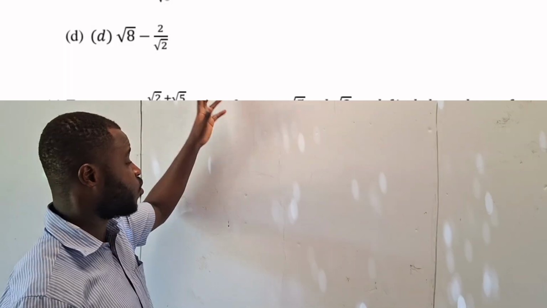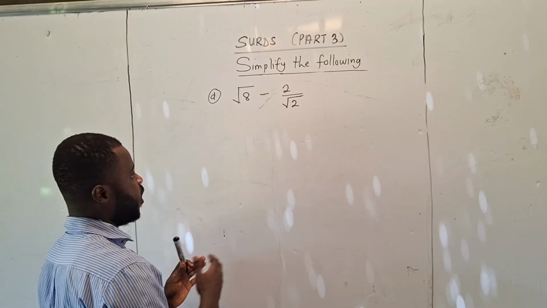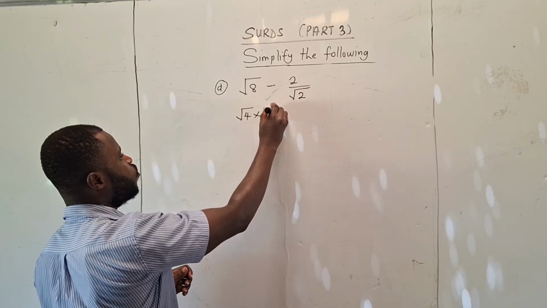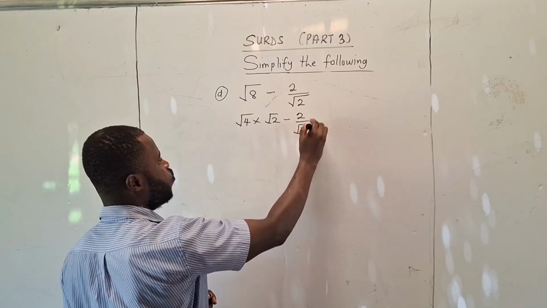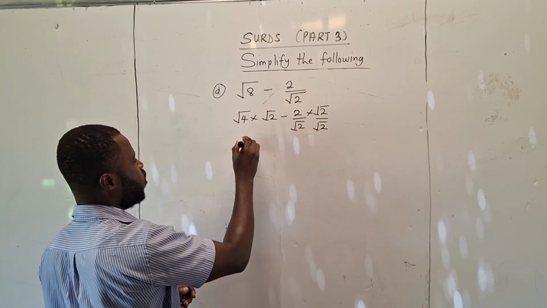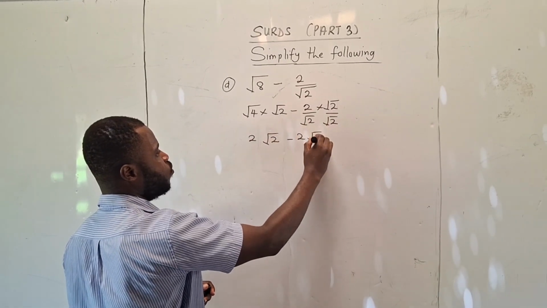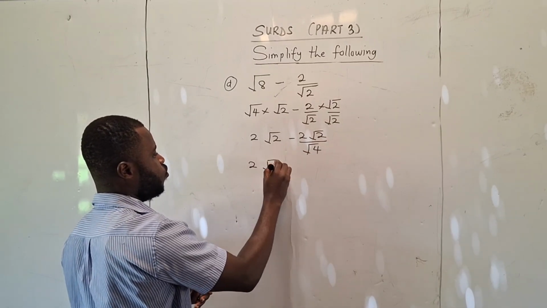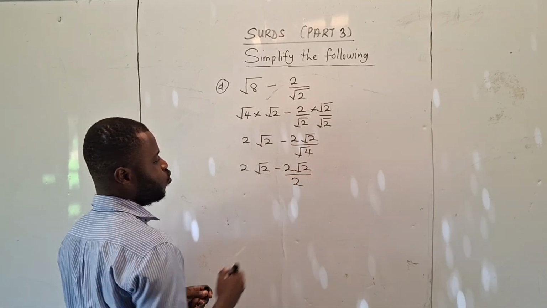Alright, so this question is also similar to the one we just saw. To break this one down, a perfect square and another number that gives you 8 is also 4. So we have root 4 times root 2 minus 2 all over root 2 times root 2 all over root 2. So this one will give us 2 root 2 minus 2 root 2 all over root 4. So we have 2 root 2 minus 2 root 2 all over 2.